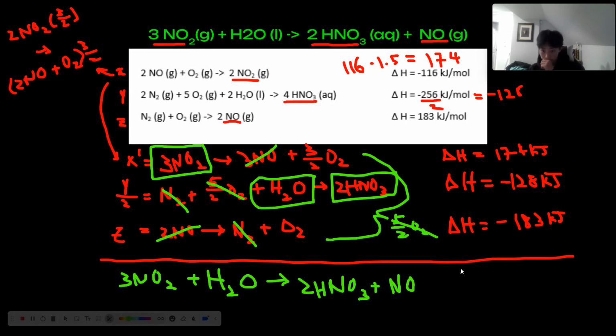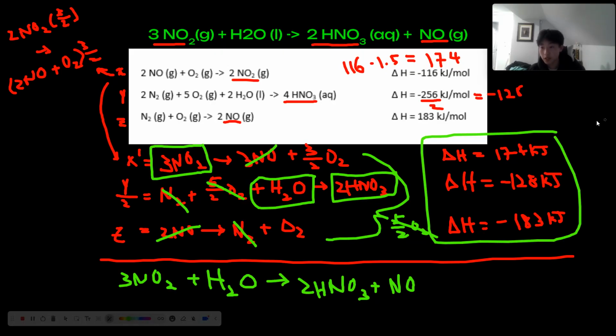Our final step in solving this question is to simply calculate the delta H's. Calculate their sum, and if you do this correctly, you should be left with negative 137 kilojoules.